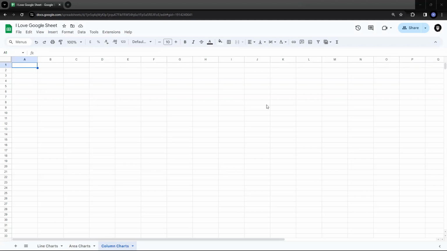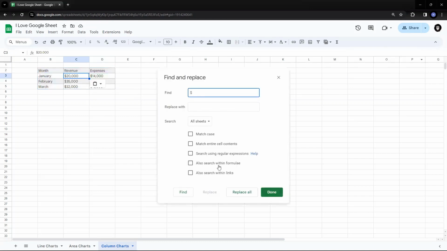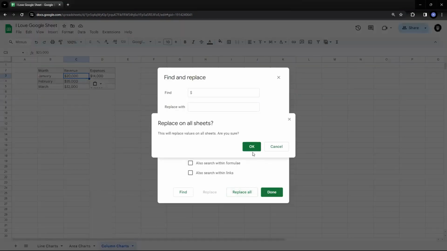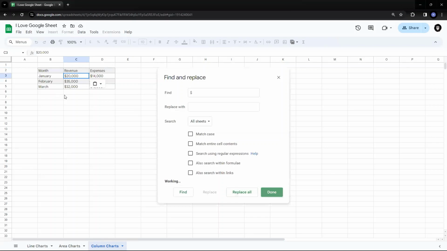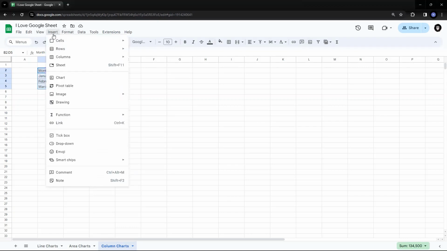So let's try to create one column chart. We'll get some data. I have some data of revenue and expenses. I'll remove the dollar sign as of now, just to keep it simple. So these are the values. Now, if I want to create a column chart, I'll select the data, go to insert, and I'll say chart.